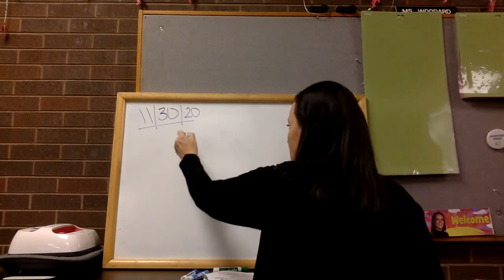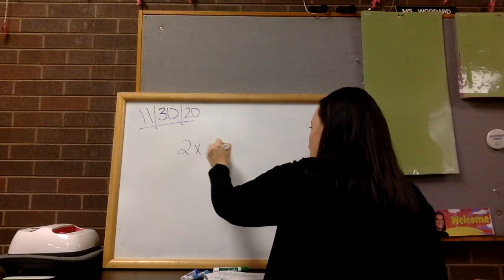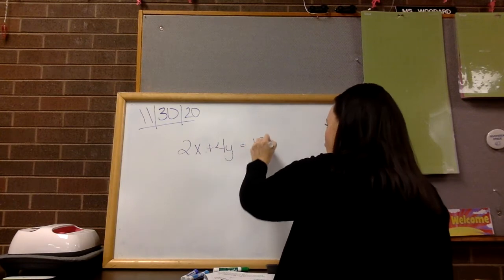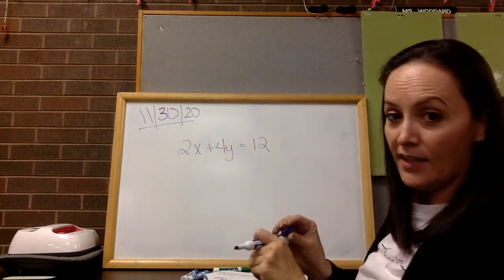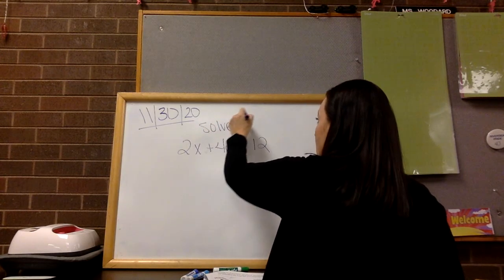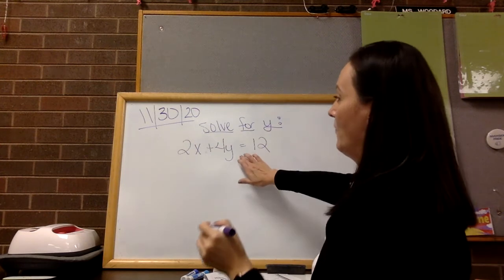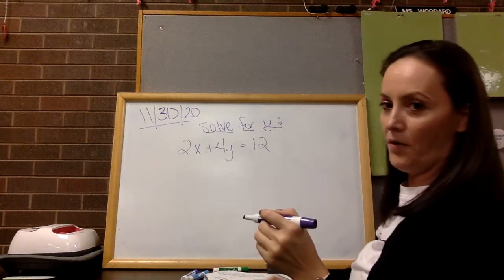So my examples, remember what I said about standard form? 2x plus 4y equals 12. What you guys are going to do is get this solved for y. That's what it's asking you to do to put this in slope-intercept form: we've got to get that y all by itself. Right now that y has 2x and it has a 4 in front of it.